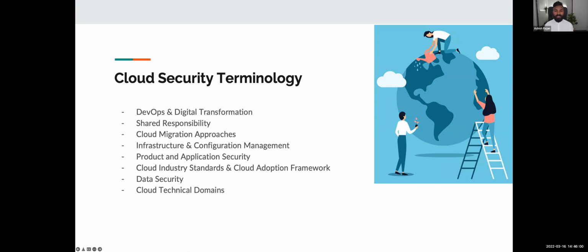The last one being cloud technical domains. There are a lot of services that are available in each of the cloud service providers. To give you an example, last year, for people who may be familiar with Amazon Web Services, at their annual event called AWS re:Invent, they announced about 400 services. Yes, 400 new services were announced. Now, we may not use all of them, but we may use some of them.